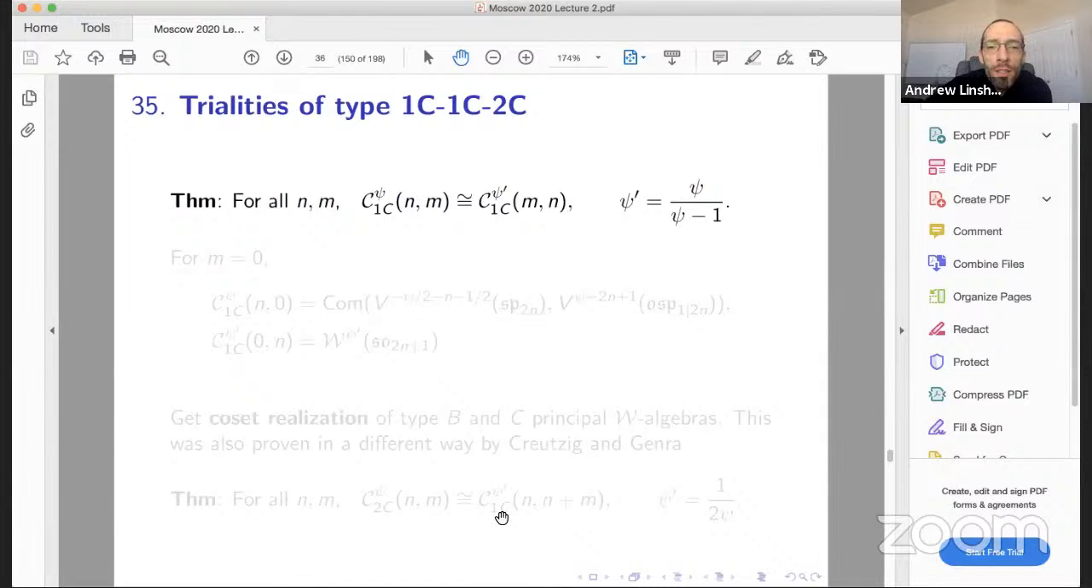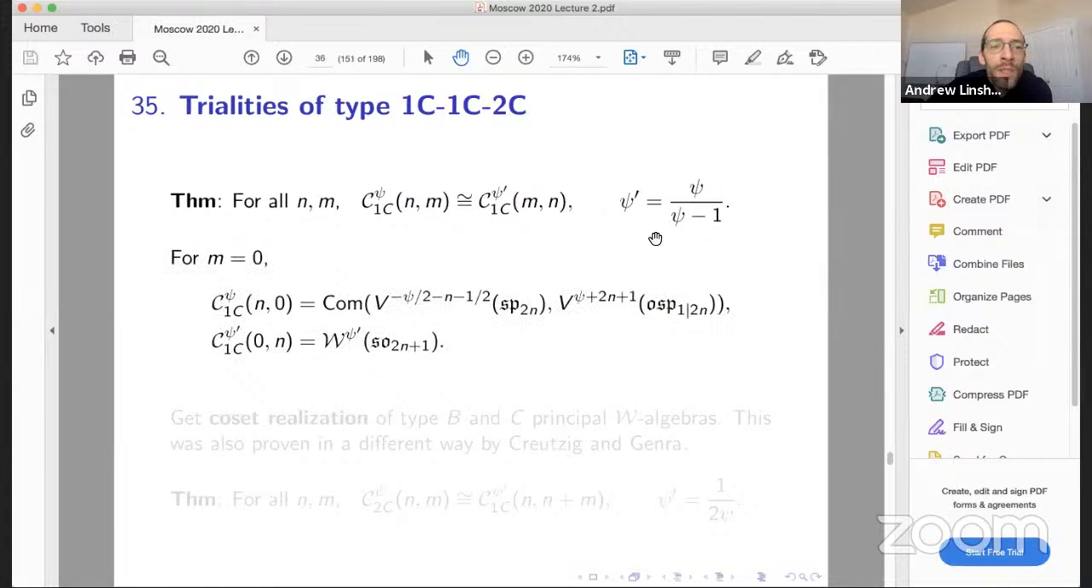So again, I'll write this as two different statements. The 1c statement says that C xi 1c is isomorphic to C xi prime 1c if I switch n and m. Okay, and this one is a kind of coset realization statement. And here there's no factor of 2.